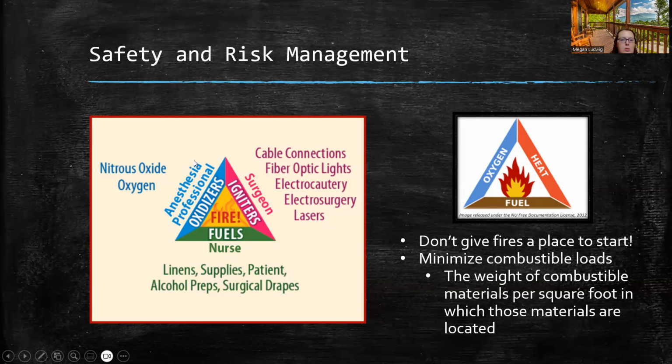So oxidizers include obviously oxygen, but also nitrous oxide. Igniters are things that might cause a spark: laser, cautery, hot lights from the fiber optics. So the idea here is don't give fire a place to start. So minimize these things here.